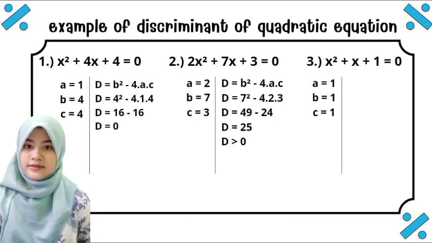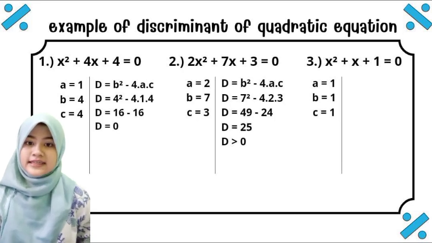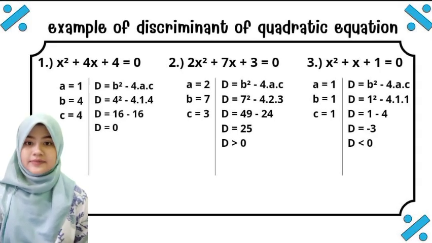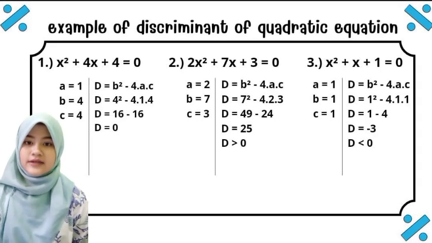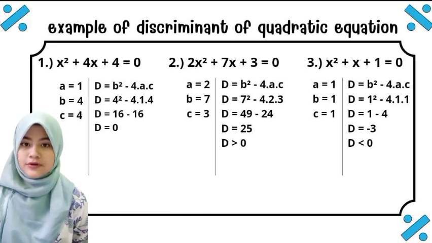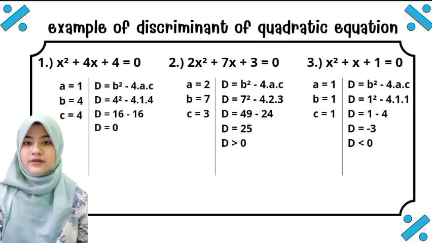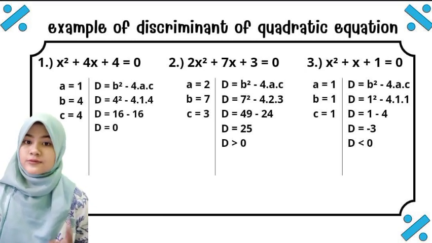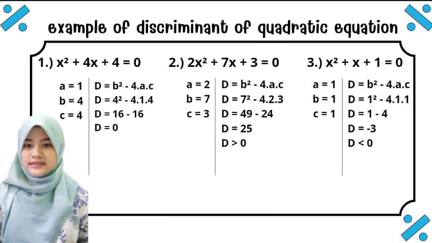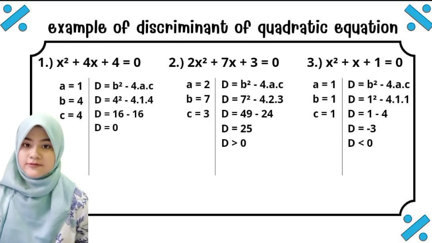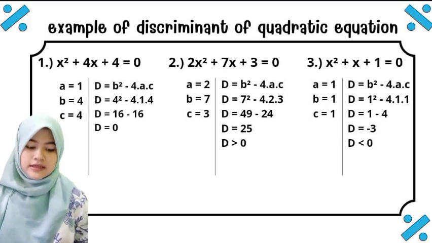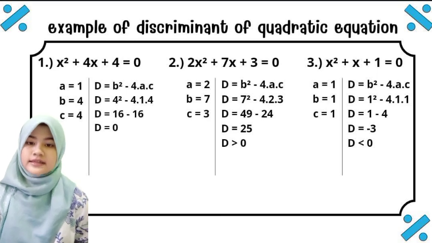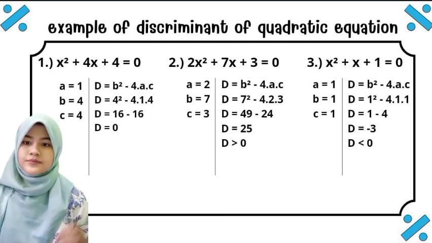A is 1, B is 1, and C is 1. And the discriminant is t. T equals b to the power of 2 minus 4 times a times c. T equals 1 to the power of 2 minus 4 times 1 times 1. T equals 1 minus 4. So t equals minus 3, and t is less than 0.